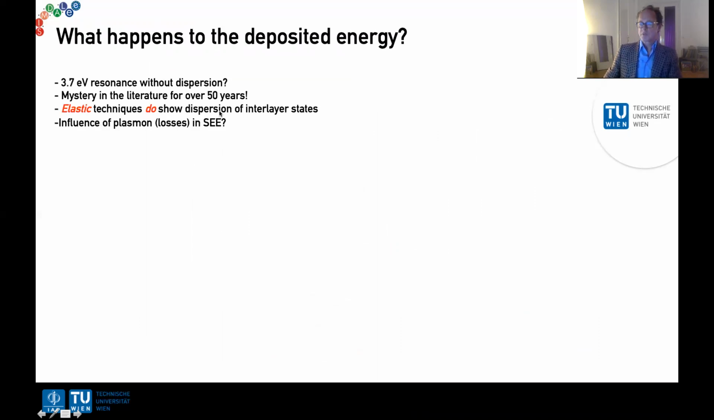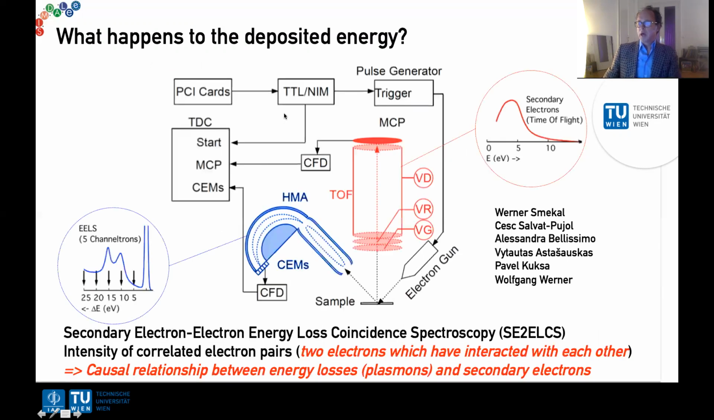Elastic techniques do show dispersion, and the question therefore is, what is the influence of losses or plasmons on the secondary electron emission mechanism? And the ideal way to study that question is secondary electron energy loss coincidence spectroscopy, where one measures the intensity of correlated electron pairs, so two electrons which have interacted with each other. We do this in Vienna by using two analyzers looking at the sample, a time-of-flight analyzer shown in red here, which measures the secondary electrons, and a hemispherical analyzer which measures the energy losses.